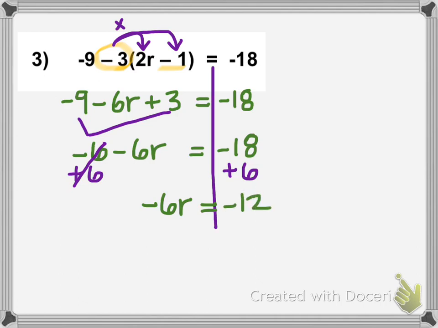Last step, get rid of that coefficient. Notice we've been getting rid of coefficients rather than divisors. You'll usually see coefficients rather than divisors, but sometimes you'll have divisors. We've got a coefficient. To get rid of a coefficient, we're going to divide both sides by that coefficient, in this case negative 6. Negative 6 divided by negative 6 is 1. 1 times r is 1r, or just r. On the right, negative 12 divided by negative 6 is positive 2.